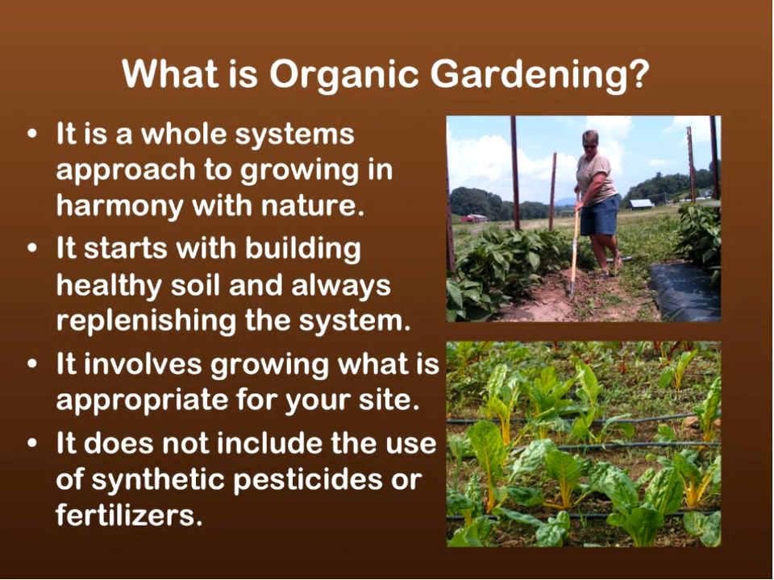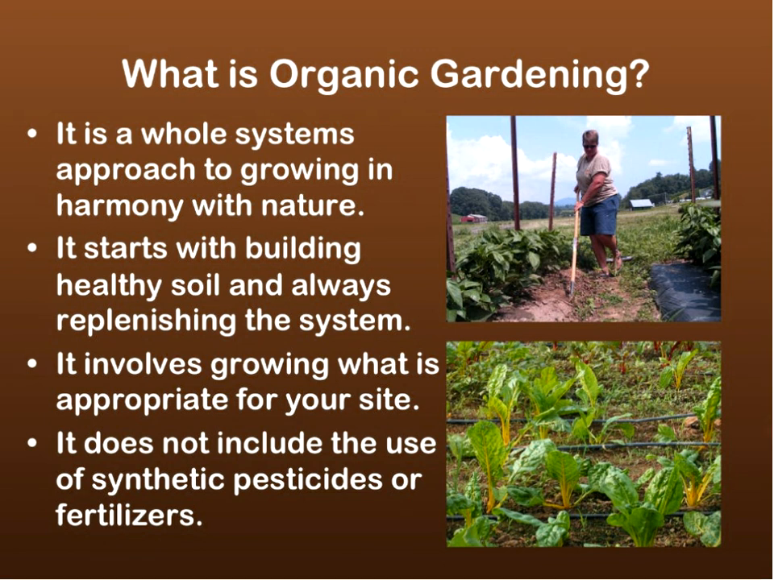A good organic garden also involves growing what's appropriate for your region, not trying to produce crops that really don't grow well in your area. You grow what you can there. And I'm not saying you can never do anything exotic, and that's always kind of fun to do, but the majority of your garden should be based around what's appropriate for your location.